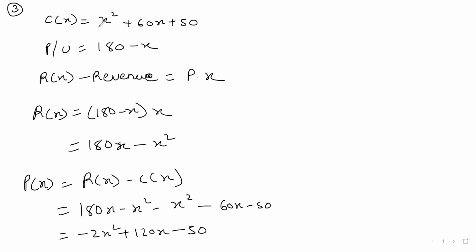So they have given you the cost function of all x units. They have given you the price per unit. They want the number of units for which profit is maximum. Profit comes only after you sell all the units. So the selling of all the units will generate revenue. Revenue is price per unit into x, number of units into price per unit. This is the revenue function. Revenue minus cost is the profit function.